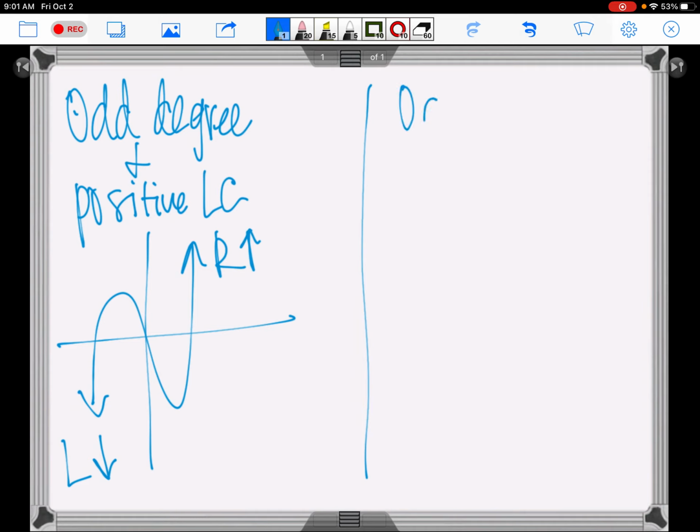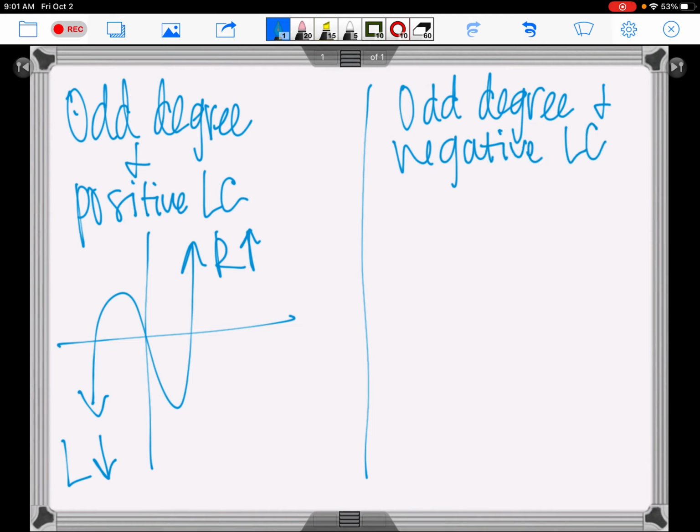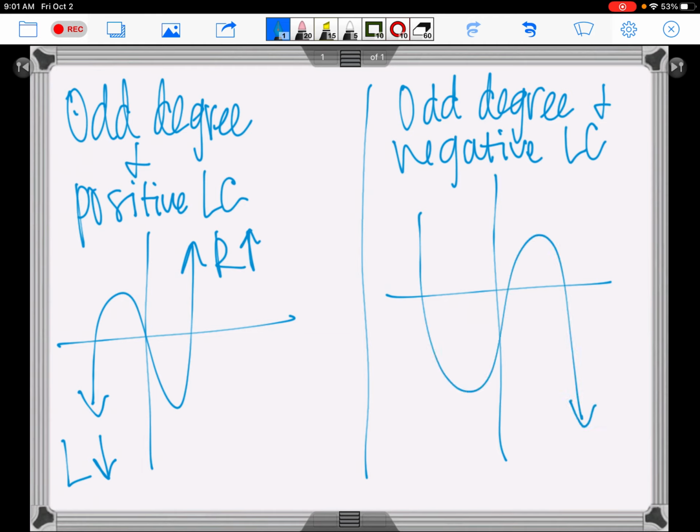If it's an odd degree and a negative leading coefficient, then the left end is up and the right end is down.